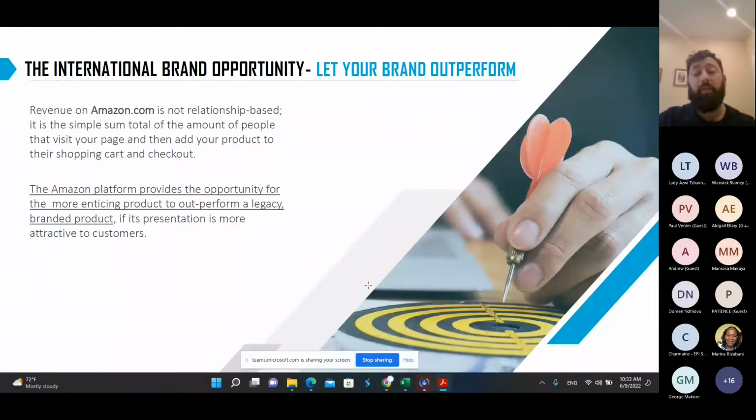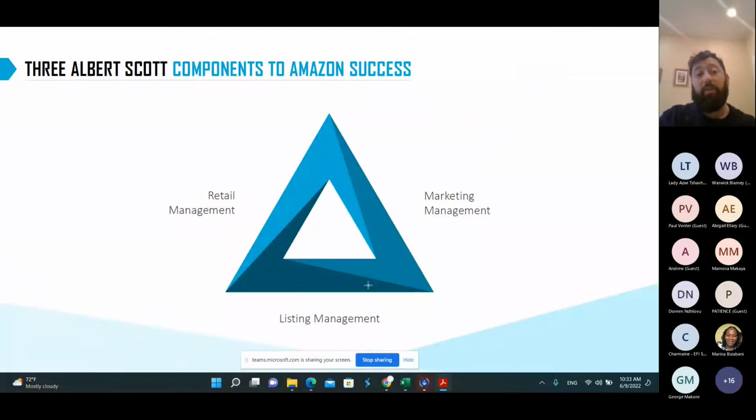Now, that's to give you an overview of why this is the birth of a mid-sized brand in the United States, a massive opportunity for brands based outside the United States to introduce their products and gain market share in a quick way. Now, just understanding what Amazon is built around, this is how my company is divided into three divisions. The three divisions are retail, marketing, and listings.